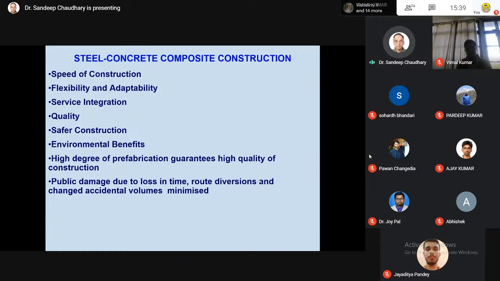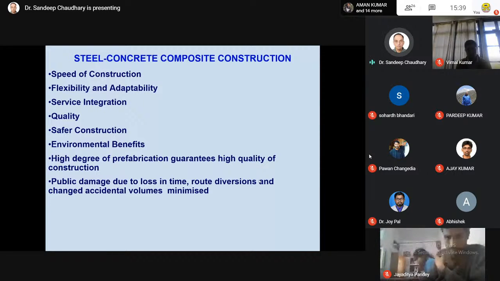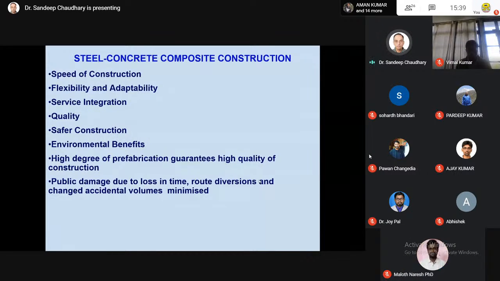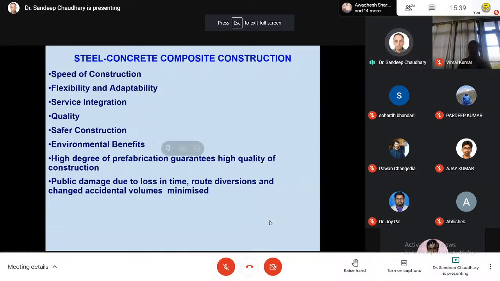So coming down to steel concrete composite construction, what is the need of going for steel concrete composite construction when we do have steel constructions and concrete constructions also?